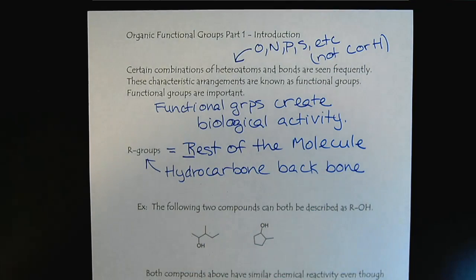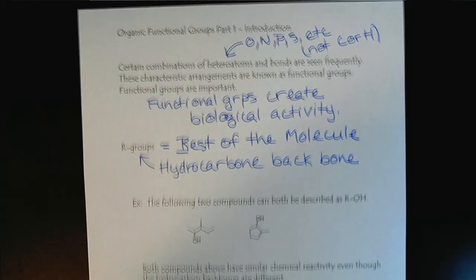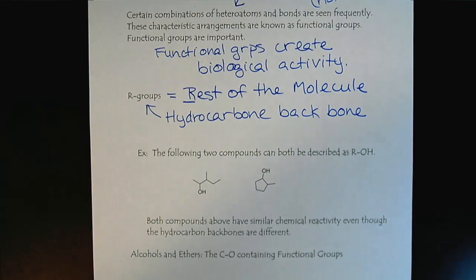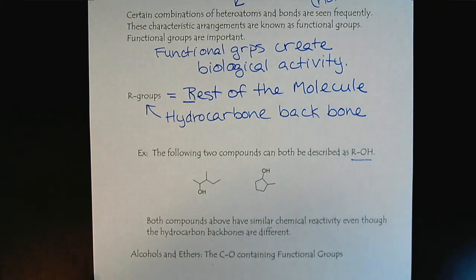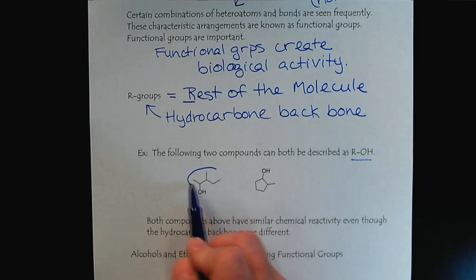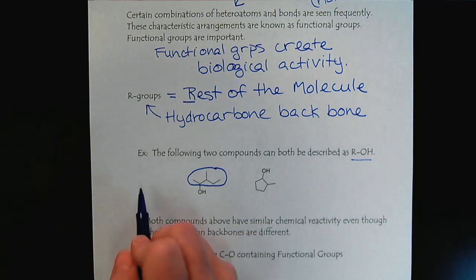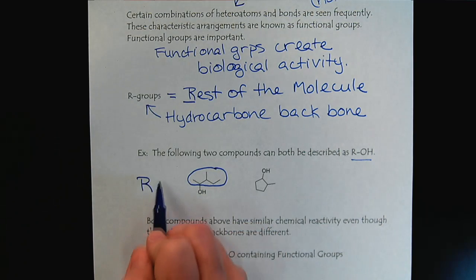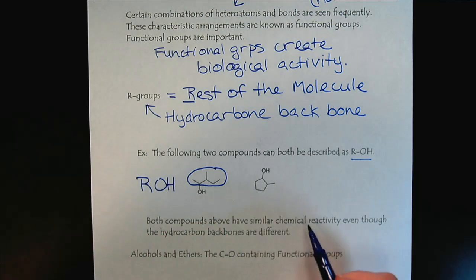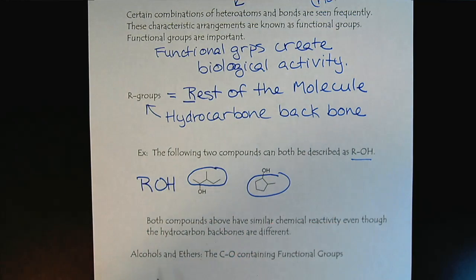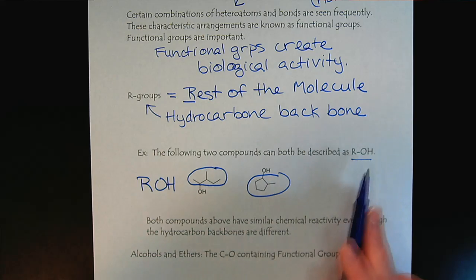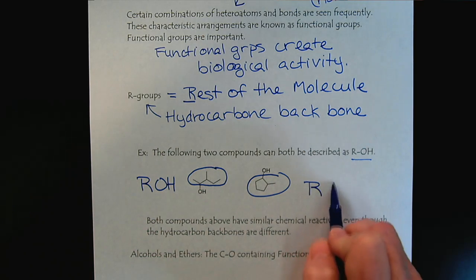So here's an example. Sometimes students struggle a bit with R groups, so let's look at this example here. Here we have two hydroxy groups. We would call these alcohols. We would symbolically represent it as ROH. What happens is the hydrocarbon backbone becomes the R, and then we have the OH. Now here is a very different looking molecule, but as chemists we really see them both as alcohols. And so we would describe this as ROH.